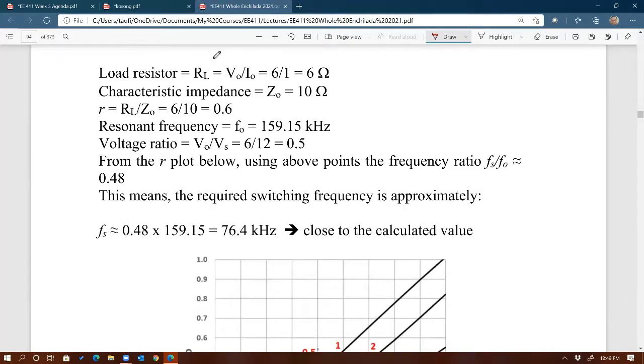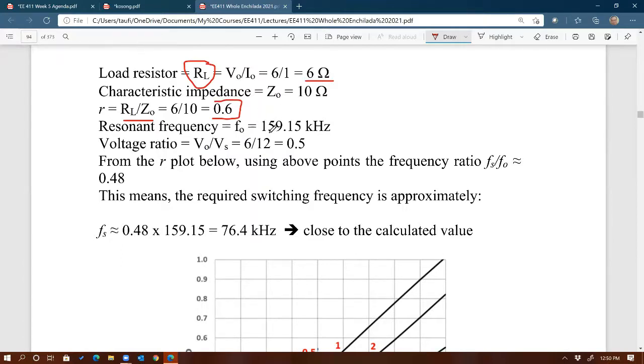So first, I need to find the load resistance, right? That's going to be V out over I out. V out is given, that's 6 volts. I out is given to be 1 amp. So therefore, RL is 6 ohms, right? And then from here, I get the ratio of RL over Z naught. That's 0.6 right there. Right, so that's the first ratio we need.